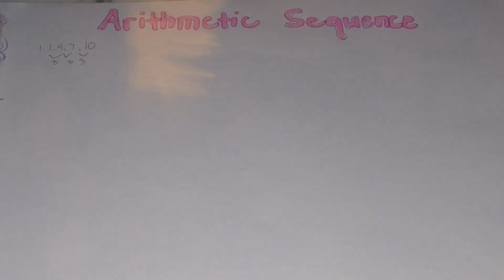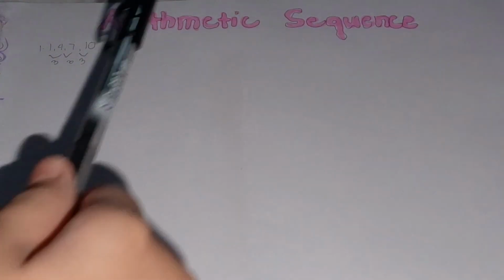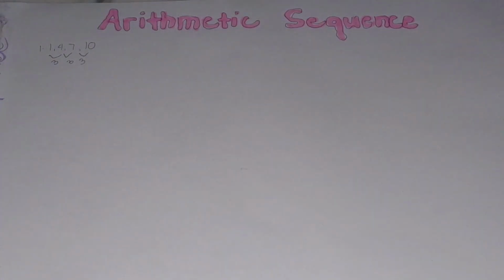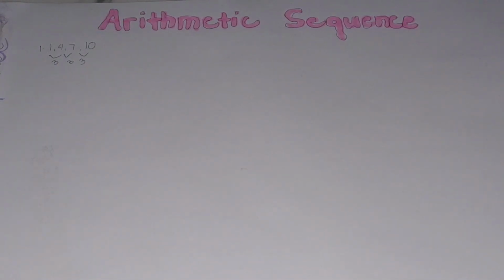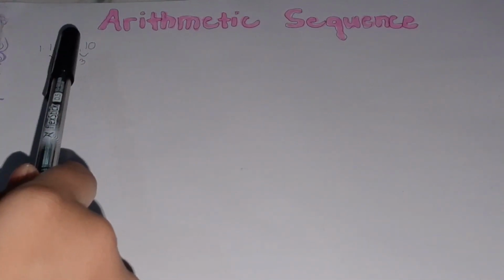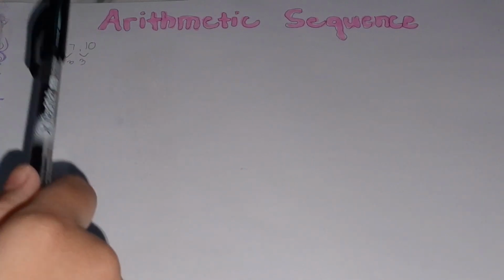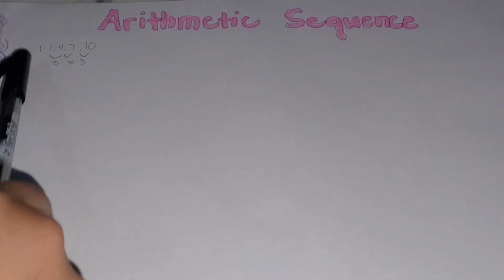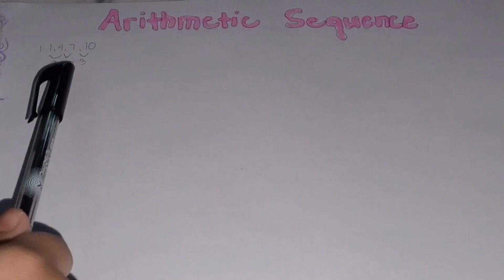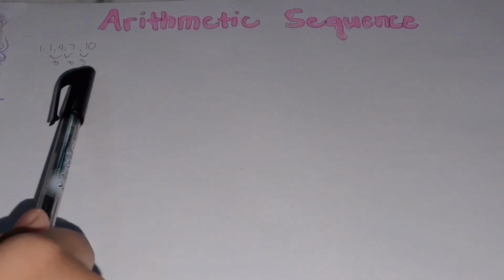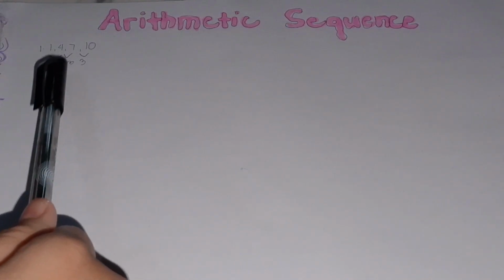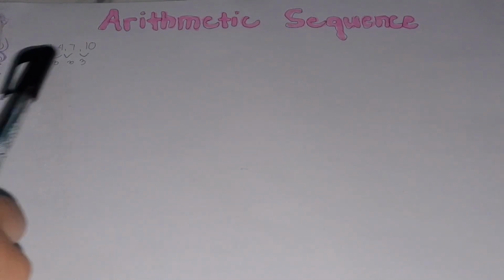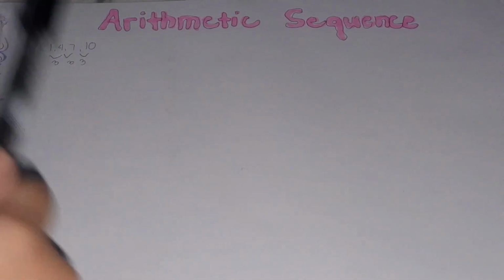Good day everyone. For today's video we're going to be discussing arithmetic sequences. I have here an example of a set of numbers, and in order to find out whether this set of numbers is a sequence, we need to subtract the first term from the second term, the second term from the third term, and the third term from the fourth term. So 4 minus 1 is equal to 3, 7 minus 4 is equal to 3, and 10 minus 7 is equal to 3. As we can see, the common differences are the same, so that means this set of numbers is a sequence.